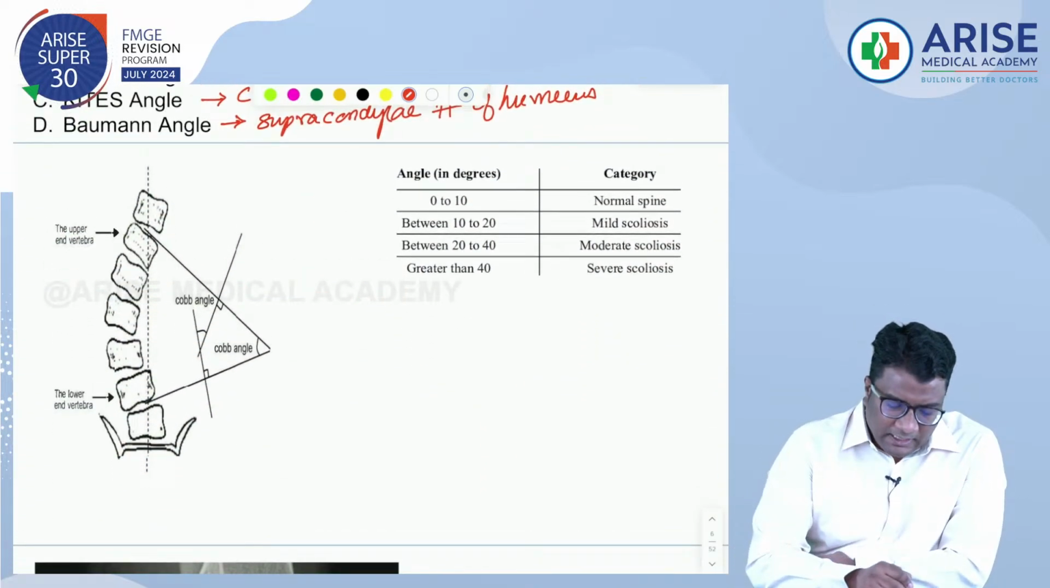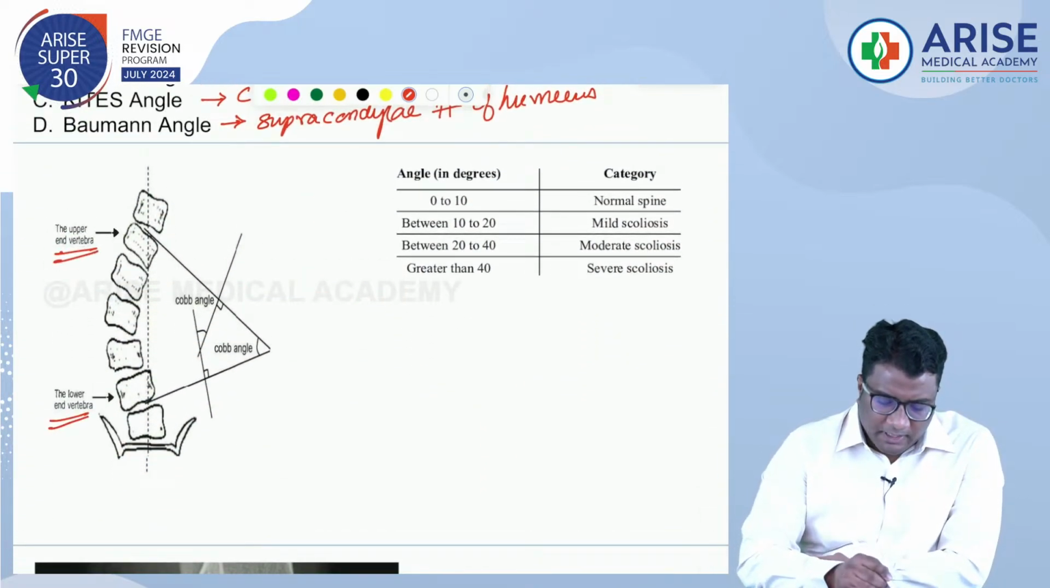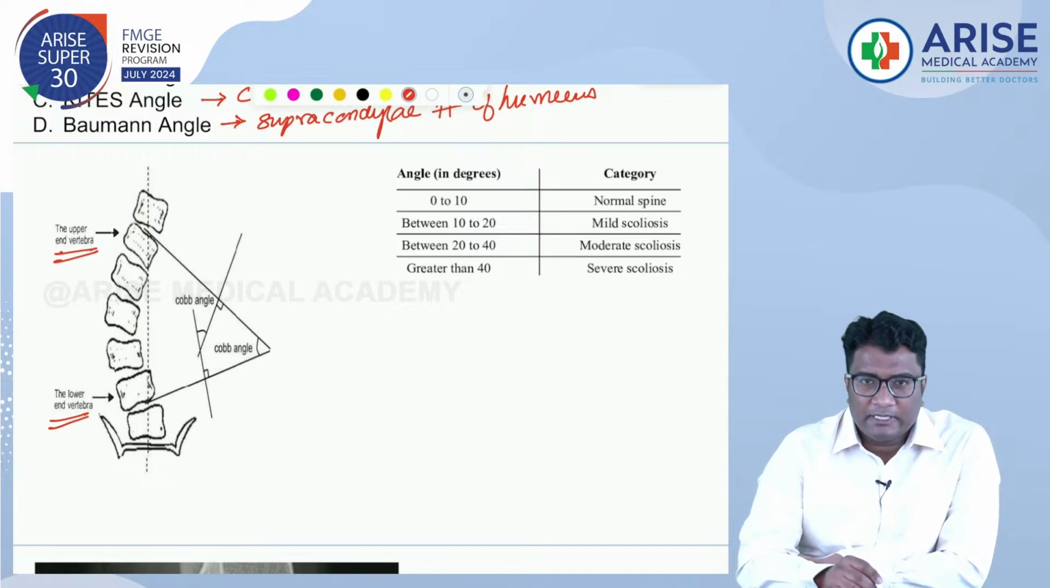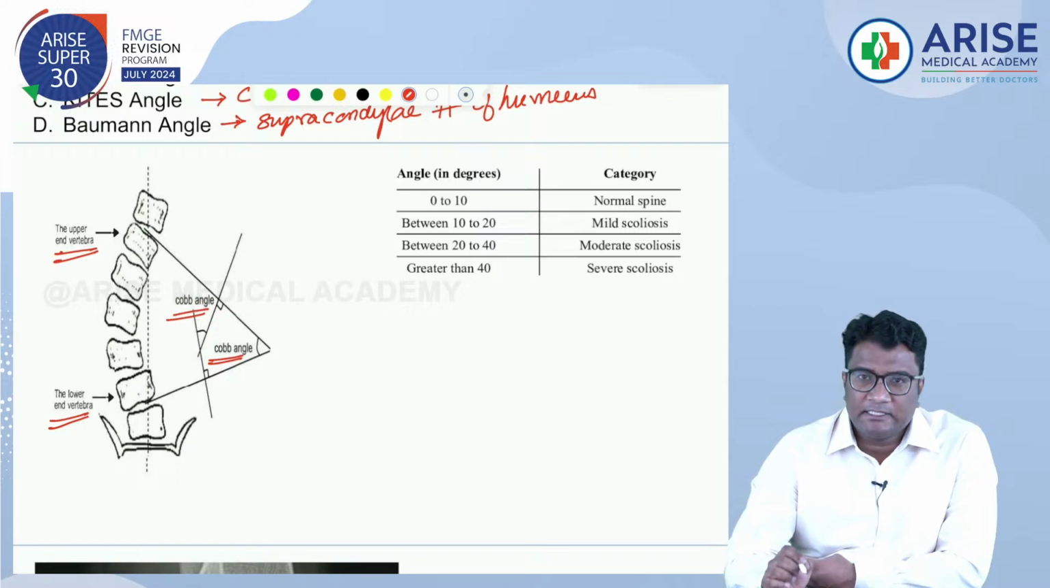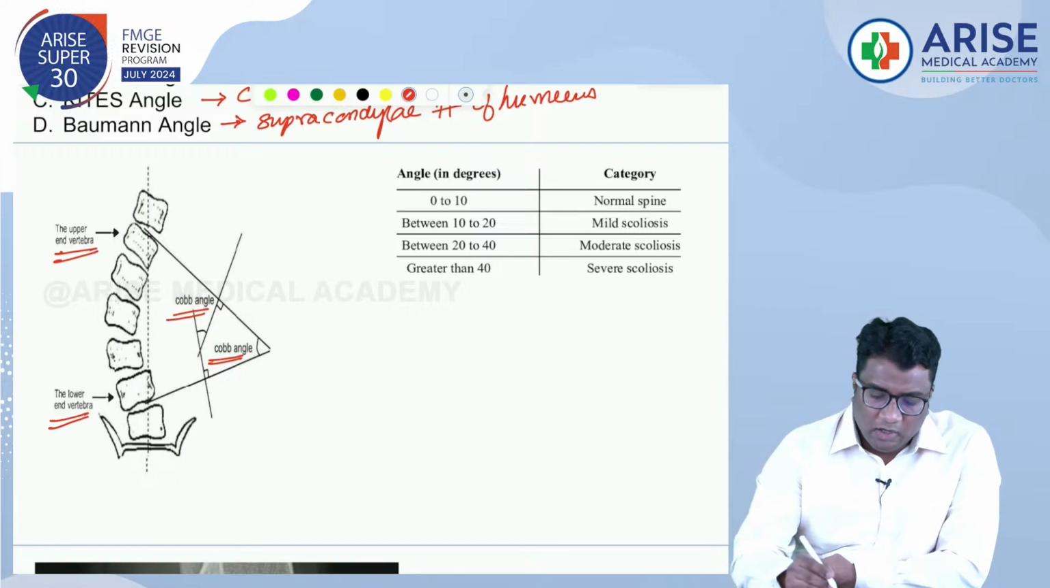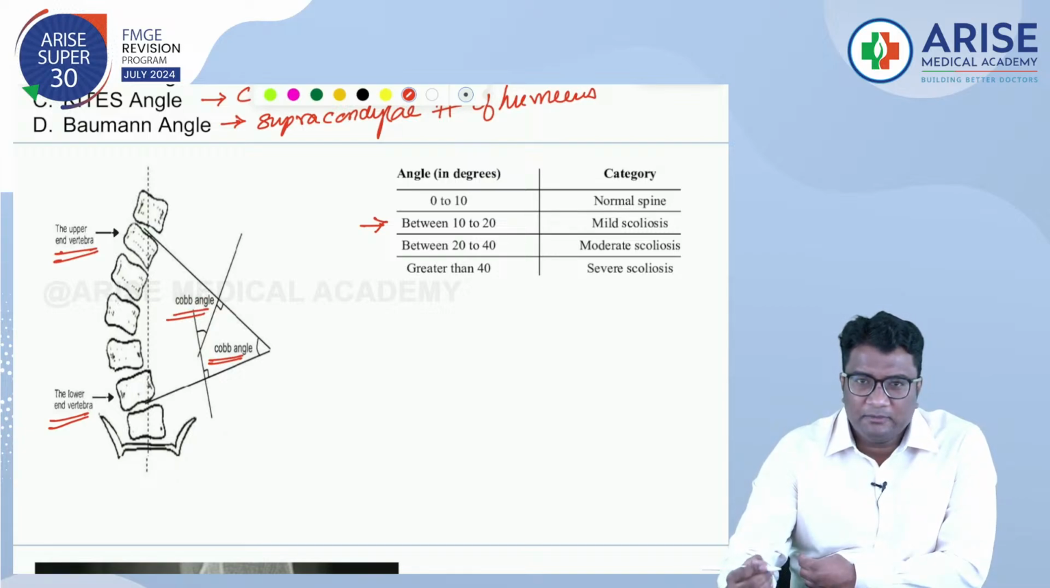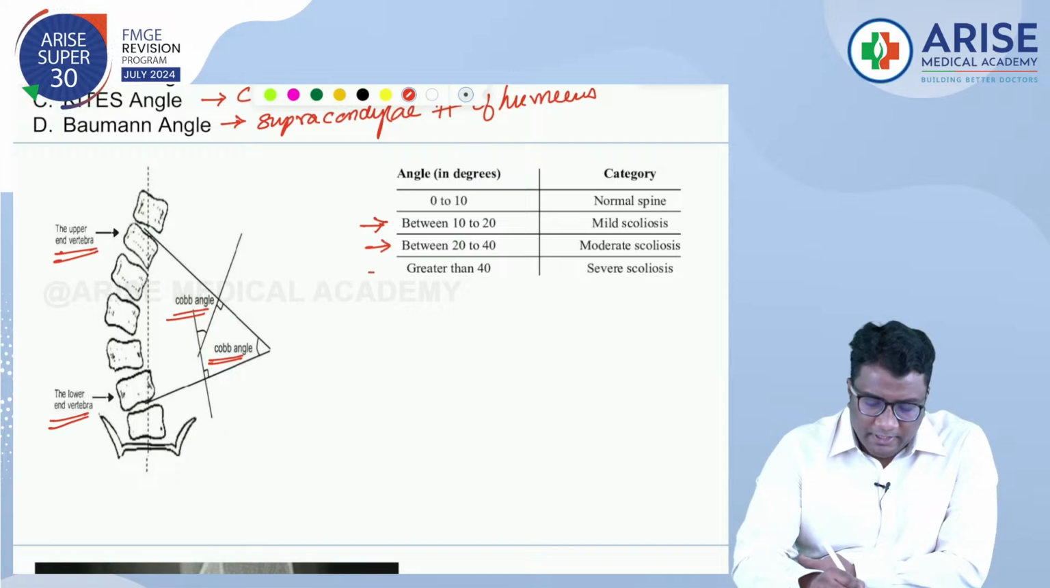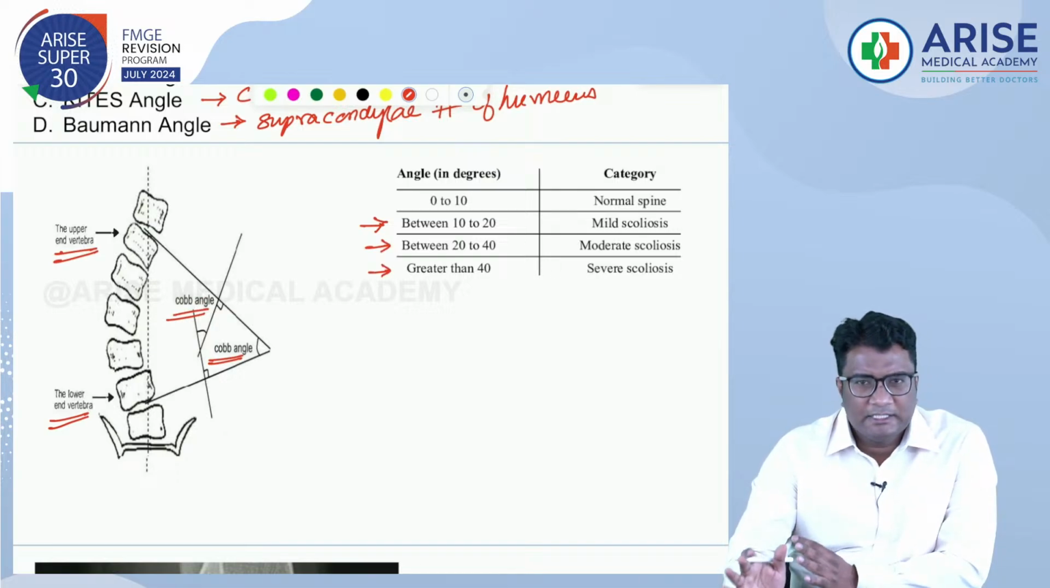From the upper end of the upper vertebra and the lower end of the lower vertebra, when we draw tangents across them and measure the angle, this is the Cobb angle. Either you intersect them or you draw 90 degree perpendiculars to them, both are the same. That is the Cobb angle, measured for scoliosis. A Cobb angle more than 10 degrees is called scoliosis. Between 10 to 20 is mild, between 20 to 40 is moderate, and more than 40 is severe scoliosis. Just remember, a Cobb angle more than 10 degrees is suggestive of scoliosis.